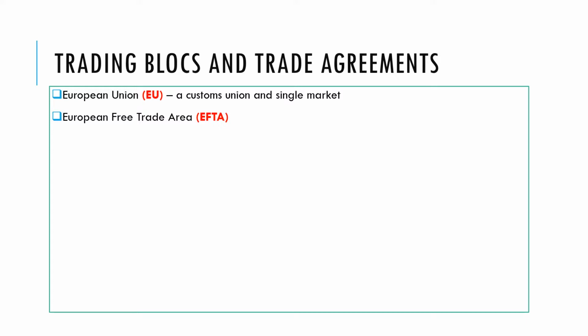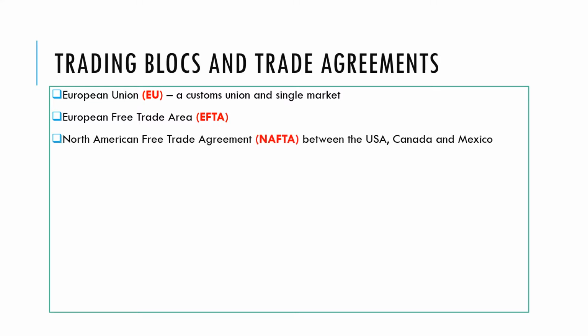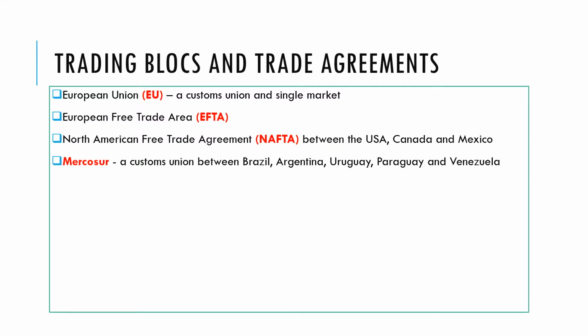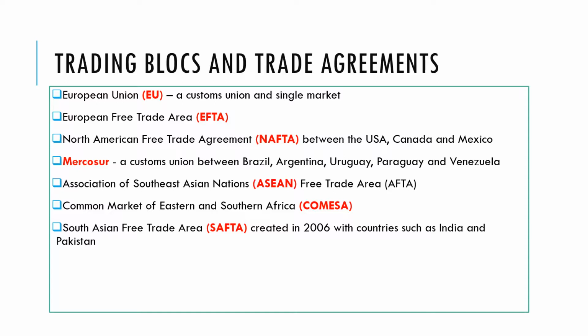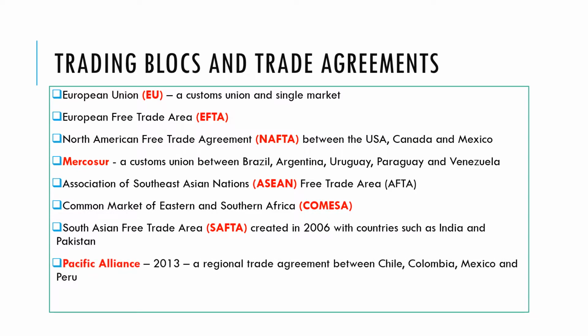The slightly wider European Free Trade Area, the North American NAFTA agreements. There is one in South America called Mercosur. There's one in Southeast Asia. We've got them in Southern Africa, South Asia, Central America around the Pacific, and then lastly in the Caribbean. And these range from free trade areas to customs unions to common markets.